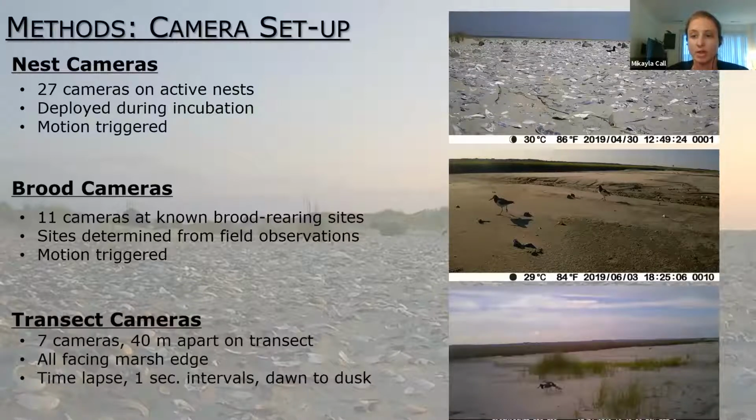Finally, we deployed 7 cameras 40 meters apart along a transect that ran parallel to the marsh beach interface. These cameras were placed 50 to 75 meters away from the marsh edge, facing the marsh, so that they provided a wide angle view of the marsh edge. And these were time-lapse cameras, and they took 1 photo per second and ran approximately from 5 a.m. to 9 p.m.